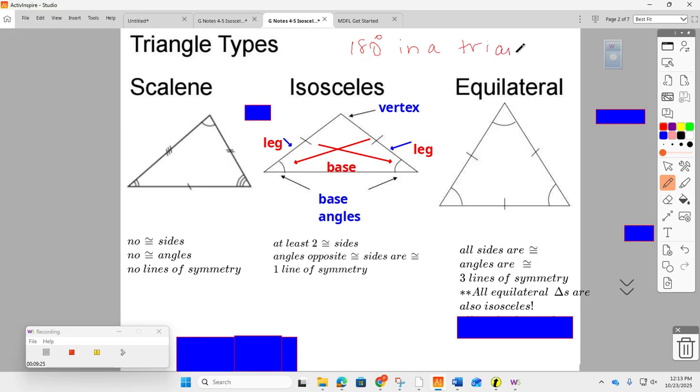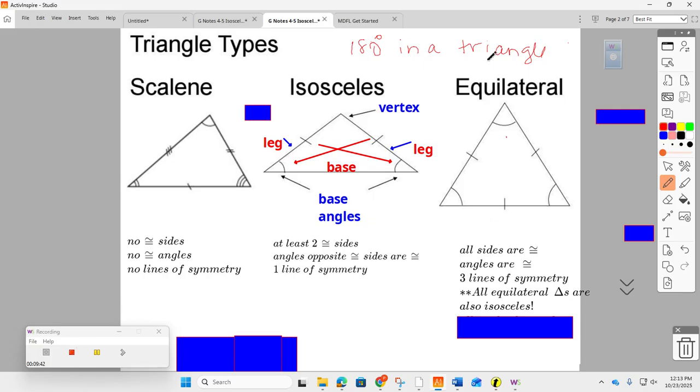Later on, we'll be talking about this thing called exterior angles. But for now, we need to know that when you add up all three angles, they have to equal 180 degrees, or it would not be a triangle. Okay? Are you with me?